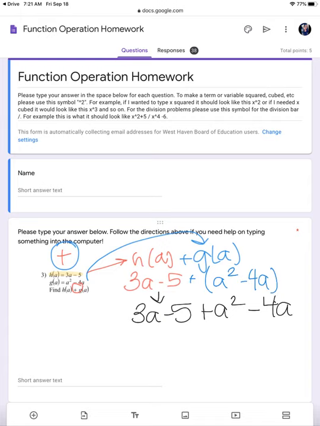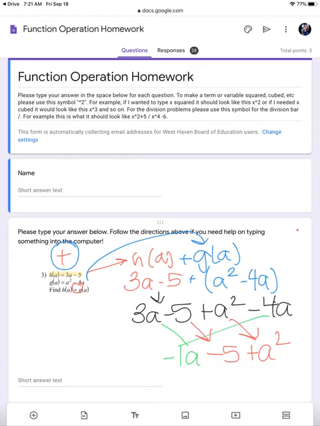Now, what we need to do is combine like terms. I see one set of like terms here, okay? And that's 3a and negative 4a. So what I would do is I would do 3a minus 4a, which would give me negative 1a. And then I bring everything else down, okay? This is important. Minus 5 plus a squared.